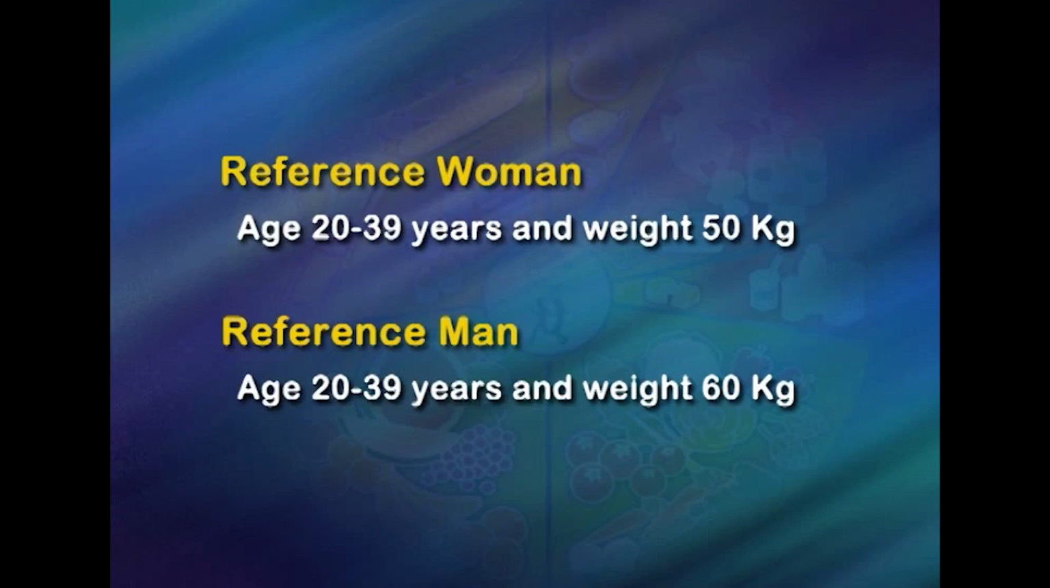Now, our nutrient needs vary with the size and age of our body. Therefore, an individual of given age and size has to be designated as a reference person. Now, coming to the definition of reference man and reference woman. Both are in the age group of 20 to 39 years. A reference woman weighs around 50 kgs, whereas a reference man weighs 60 kgs.